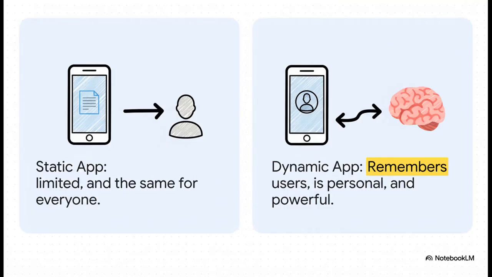Just look at the difference here. On the one hand, you have the static app. It's a one-way street, you know? It shows you stuff, but it can't remember a single thing about you. It's the exact same experience for every single person. But on the other hand, a dynamic app, oh, this is where the magic happens. It knows who you are. It can tailor the experience just for you. It can save your stuff. It can track your progress. That's the power we're talking about.